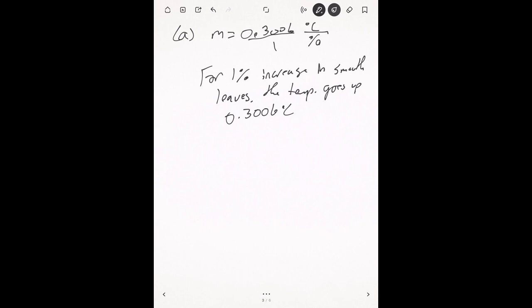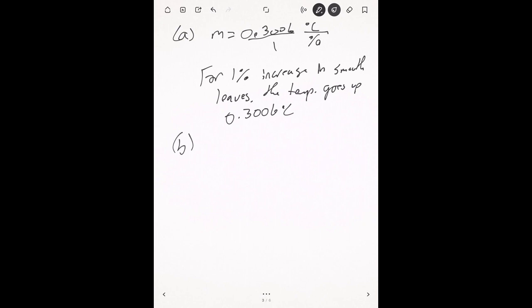That's all I mean when I say interpret it for the context of the problem. Meaning, don't just tell me that the slope is 0.3006. In a math class, okay, that makes sense to me. I can picture what's going on with the graph. But maybe the scientist is saying, hey, that doesn't help me describe the relationship that we're seeing between the variables, the relationship that we're seeing between the percent of smooth leaves and the temperature.